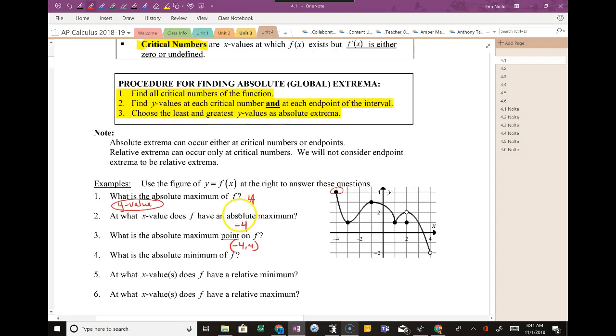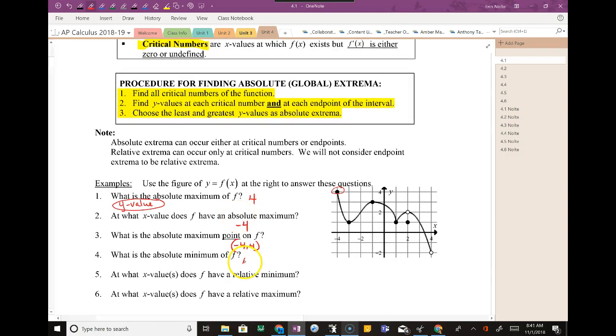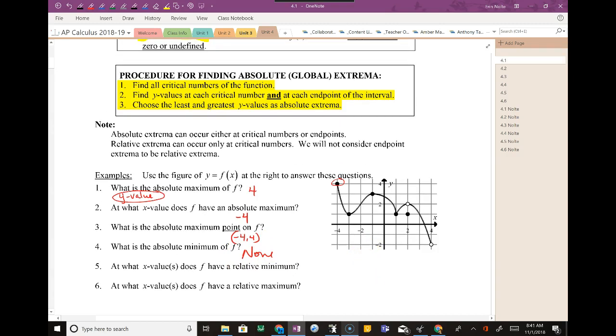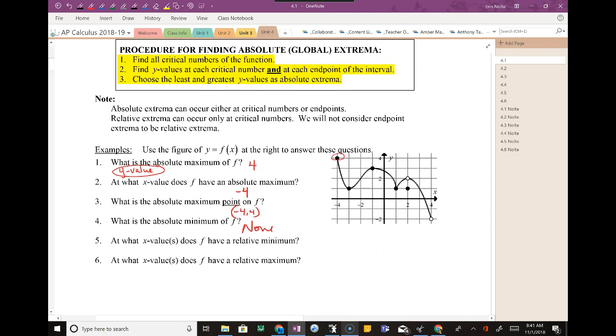So, none. Okay, so holes are infinitely close, but they're not exact values. At what x value does f have a relative minimum?